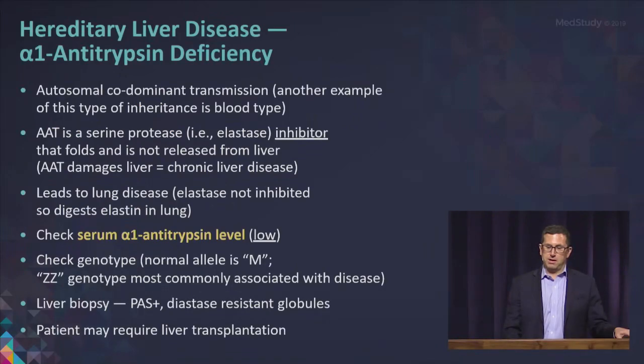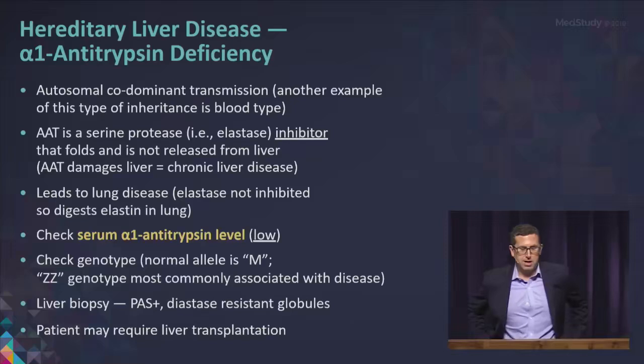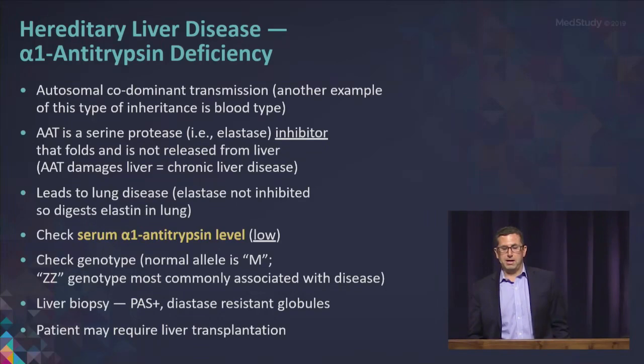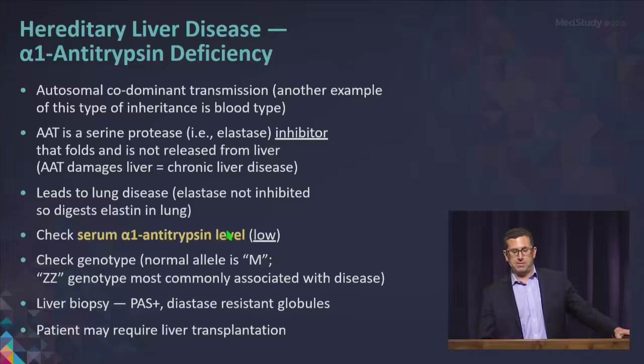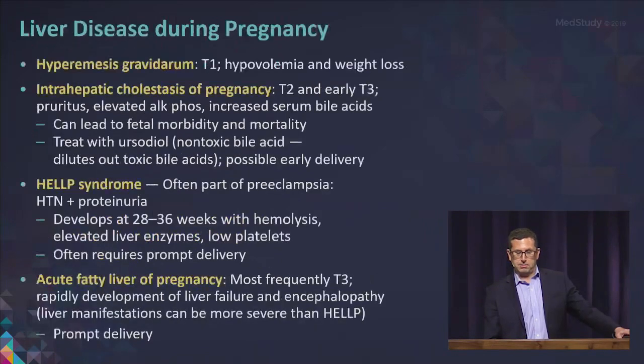This is the last of the hereditary liver diseases. So there's alpha-1 antitrypsin. This is a serine protease inhibitor that folds and it is not released from the liver, and it damages the liver. It's actually a protease inhibitor. So if that is not released from the liver, it can't inhibit elastase in the lungs. So that leads to lung disease. And generally, you want to check a serum alpha-1 antitrypsin level, and you could actually do a genotype to look for whether it's definitely present or not.